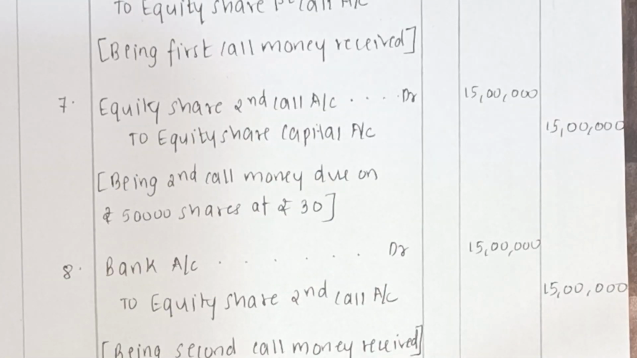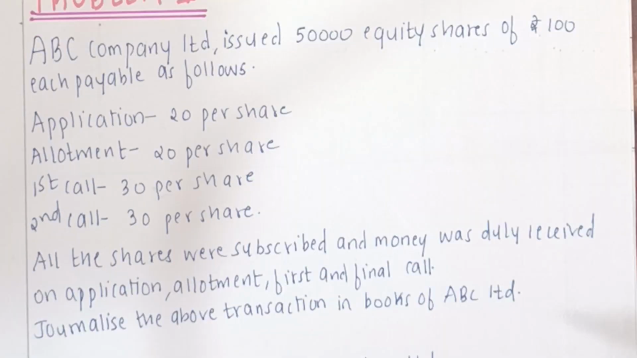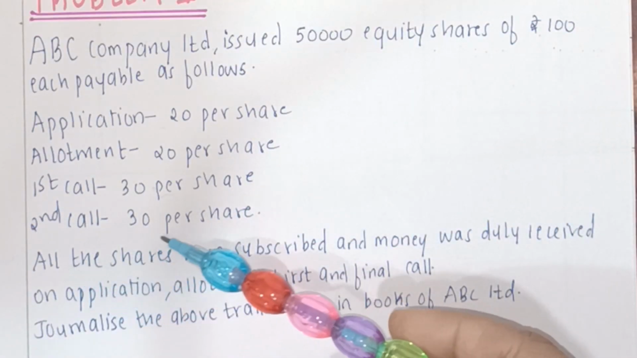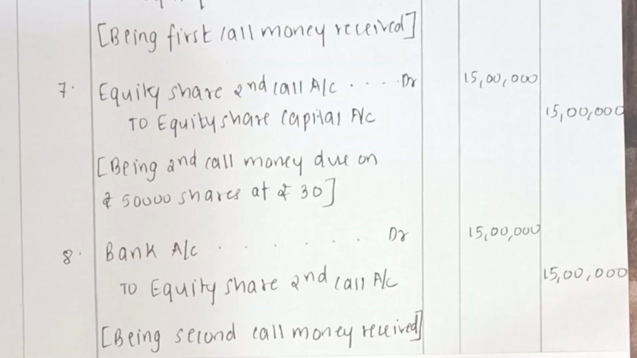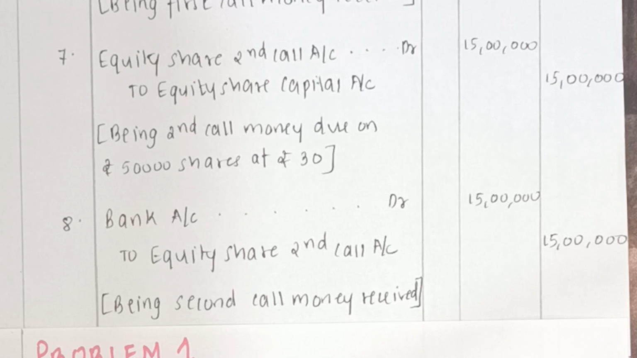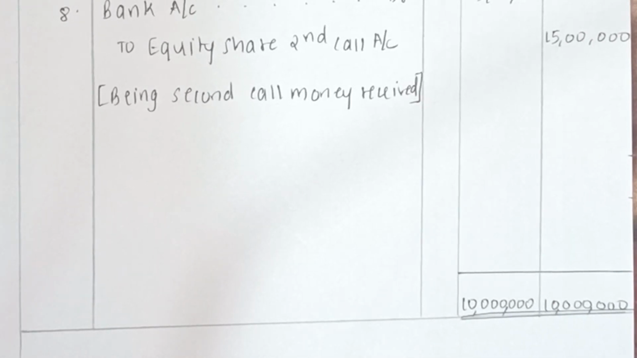Moving on to the last ones, equity share second call account debit to equity share capital account. So here you will multiply 50,000 with the second call rate, that is rupees 30. So that will give you 15 lakhs and 15 lakhs. And the narration is second call money due on 50,000 shares at rupees 30 each. And the last entry is bank account debit to equity share second call account. Okay. And the amount will be the same, 15 lakhs and 15 lakhs. And the narration is second call money received. So students, this is how we finished solving one basic problem on shares.